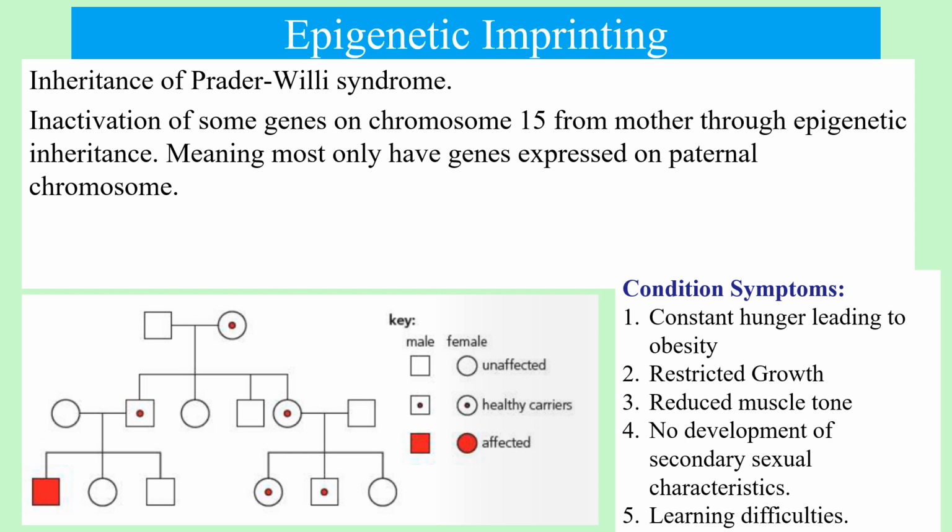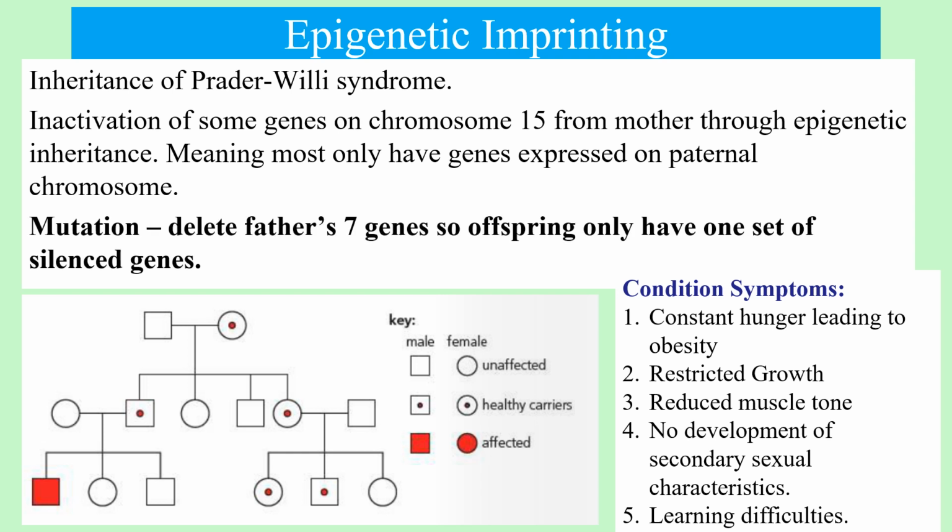Normally, in a healthy individual, the genes on chromosome 15 from the mother are inactivated. This is 7 genes inactivated through epigenetic inheritance, meaning most people only have the genes expressed from the father on the paternal chromosome, and that is the normal healthy inheritance. However, if there is a mutation, what happens for people who end up with this disease is that the father's 7 genes are actually deleted due to mutation. So you only end up with one set of genes, but these have been silenced on the mother's chromosome, and therefore you don't have those working functional genes in your body.